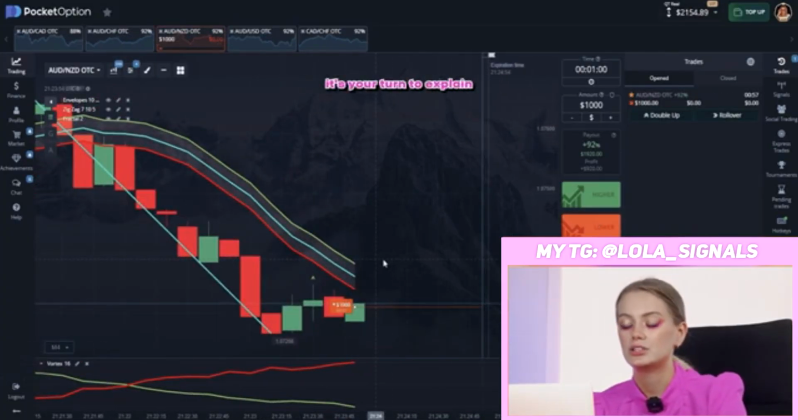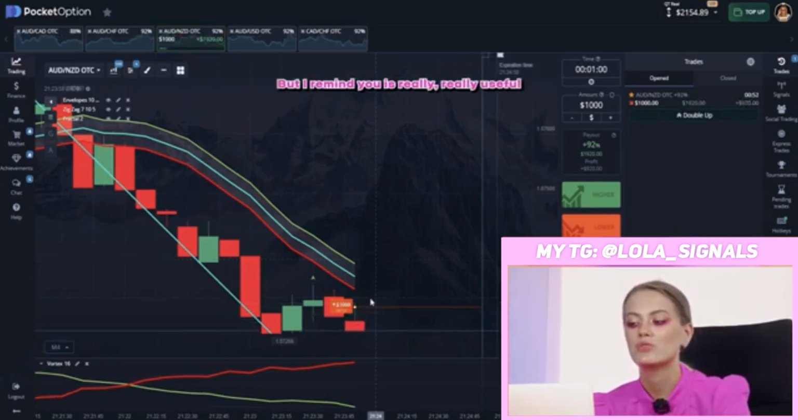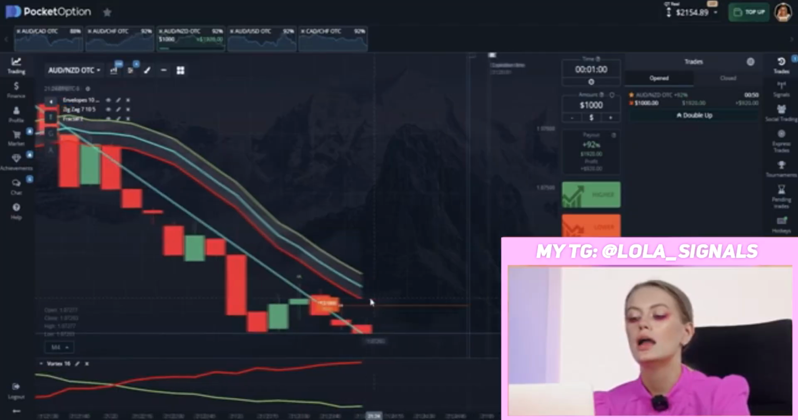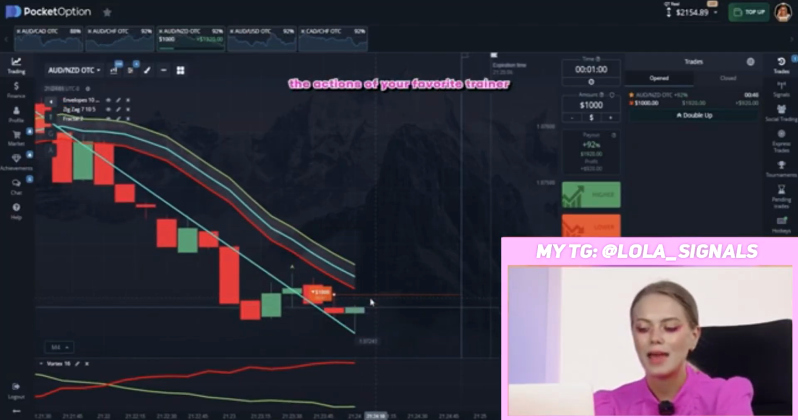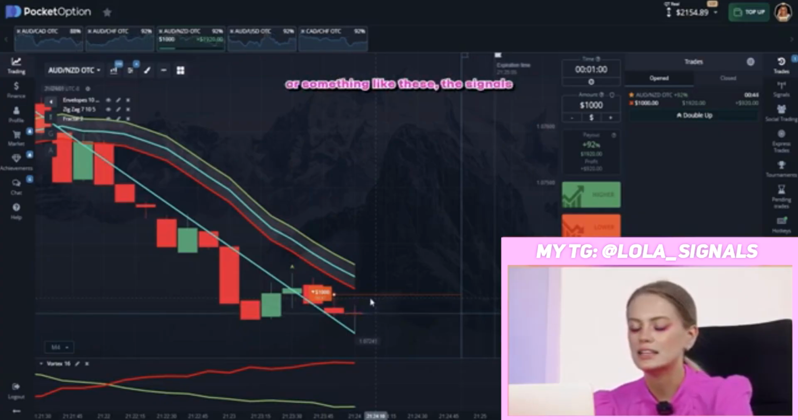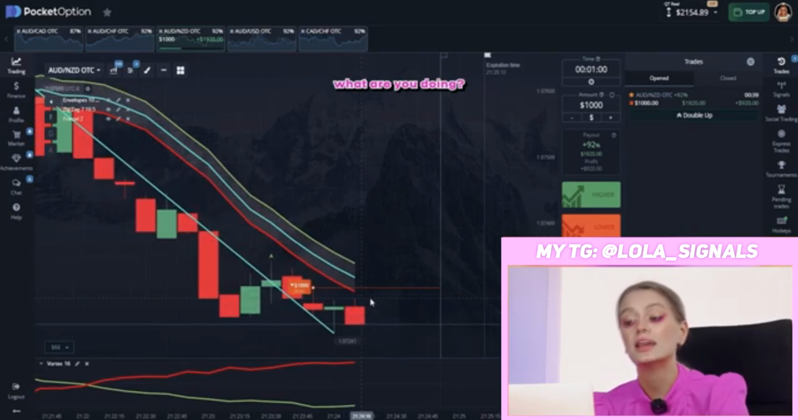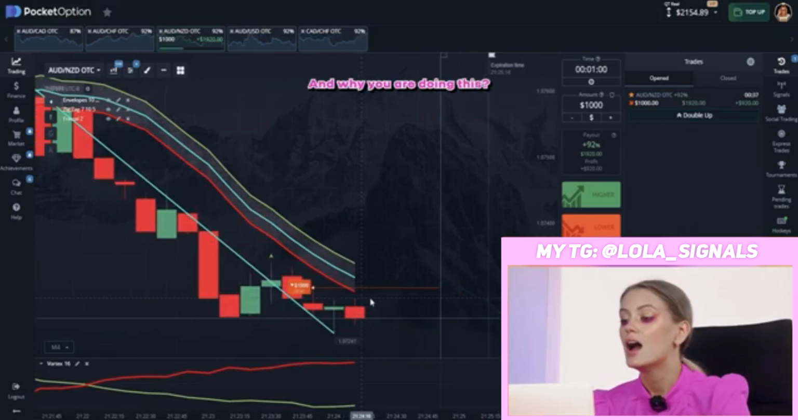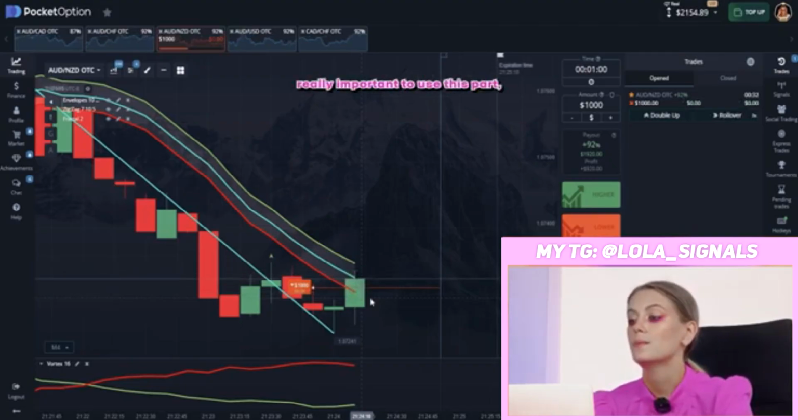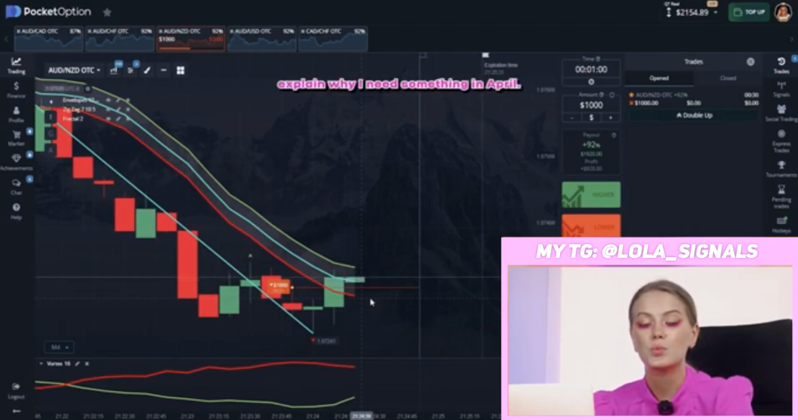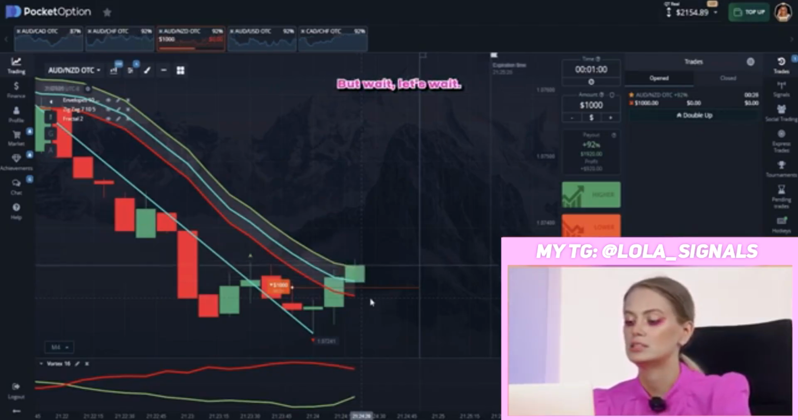Okay, right now it's your turn to explain why I made this bet. I remind you, it's really useful when you explain by yourself why you do something, when you don't just copy and paste the actions of your favorite trader or the signals and so on. It's also important to understand what you are doing and why you are doing this. And that's why I'm showing you these things, because it's really important. Don't miss this part. Explain why I did something, and if you have any questions, write me on Telegram. By the way, let's wait.